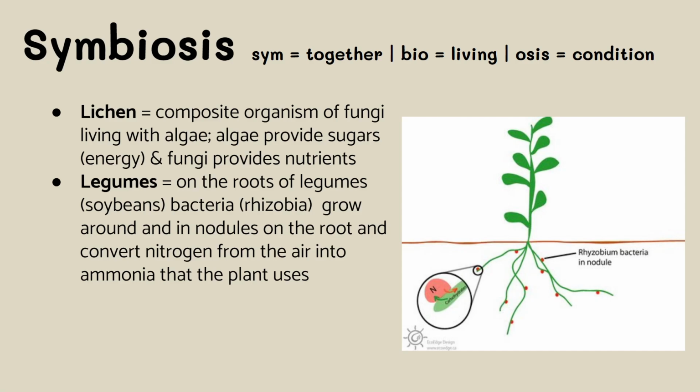You can also find this type of relationship with legumes, which have a rhizobia bacteria that grows in nodules on their roots, and it converts nitrogen from the air into ammonia that the plant uses to grow.